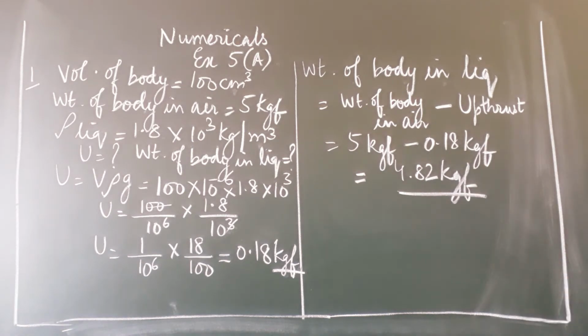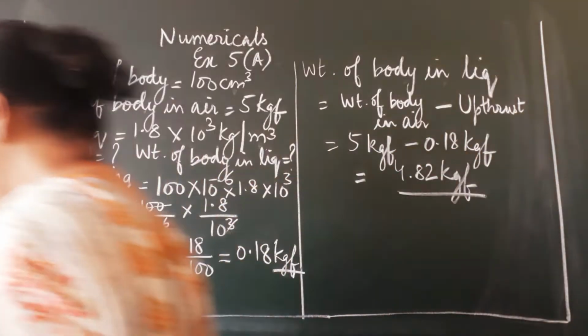Okay children, so with this we solve the first numerical problem. It's on the board. Look at it carefully, then we go to the second numerical.